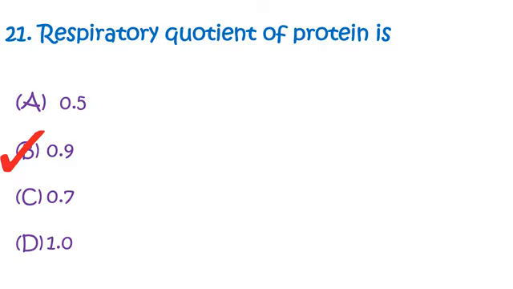Respiratory quotient is nothing but the ratio of volume of carbon dioxide expelled to the volume of oxygen absorbed during cellular respiration. Depending upon the substrate which is being consumed, this ratio will change. It is used in the calculation of basal metabolic rate. So depending upon the substrate, for example, fats, proteins or carbohydrates, this value will change. Here the value for protein is 0.9, for carbohydrates it is 1, for fats it is 0.7, and for organic acid it is above 1.